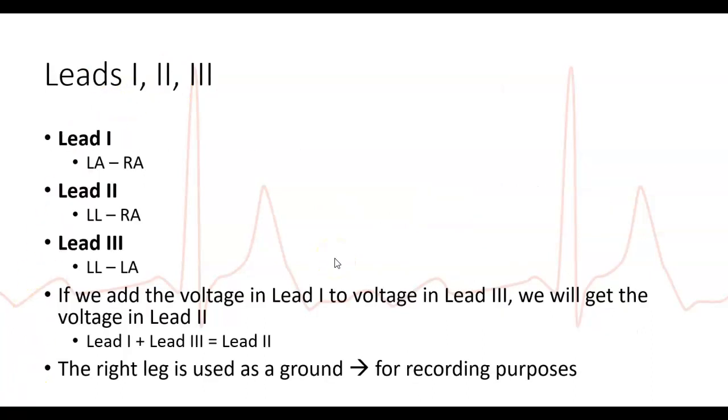Okay, so when we're talking about leads 1, 2, and 3, in lead 1, we're looking at the electrical potential difference between the left arm minus the right arm. Lead 2 is left leg minus the right arm, and lead 3 is the left leg minus the left arm. So if we were to add the voltage in lead 1 to the voltage in lead 3, we will get the voltage in lead 2. So lead 1 plus lead 3 equals lead 2. The right leg is used as a ground, and that's just for recording purposes on the ECG.